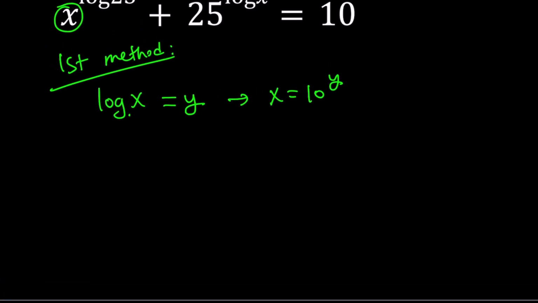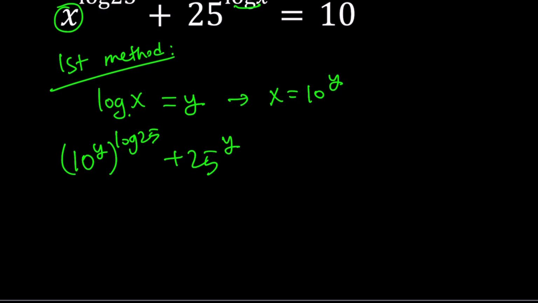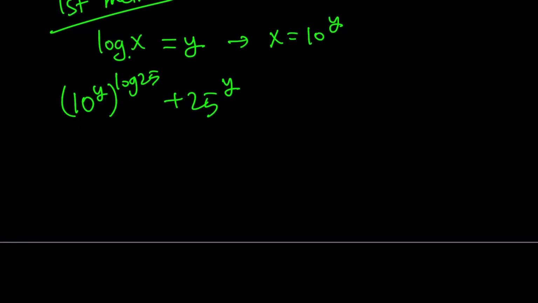So let's go ahead and do it and see what happens. If I replace x with 10 to the power y, plus 25 to the power y. Now, am I allowed to replace x with 10 to the power y? Well, it is equivalent to replacing log x with y, as long as x is positive, it's in the domain and everything looks good. Obviously a power of 10 cannot be negative, that's impossible, at least for real numbers.